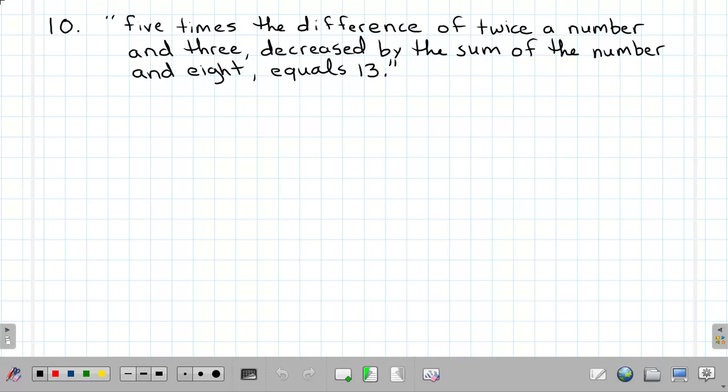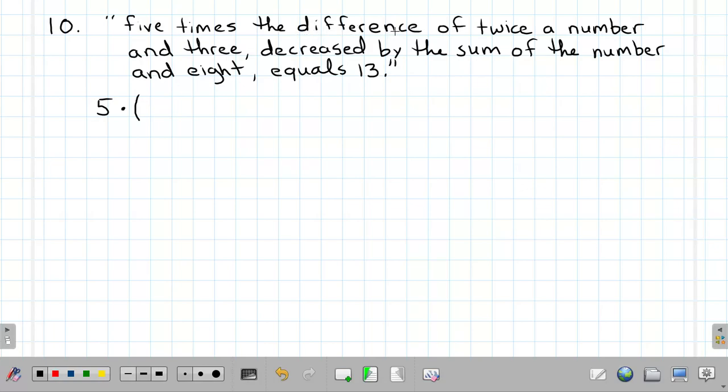So first off, let's translate 5 times. So we know we're going to do 5 times what? The difference of twice a number and 3. Well, since we're doing 5 times the difference, that indicates to us we need parentheses. If it was just 5 times twice a number and 3, well, that would just be 5 times twice a number, and then we would add 3, I guess. But in this case, 5 times the difference tells us we're going to take 5 times and we're going to multiply it times the difference.